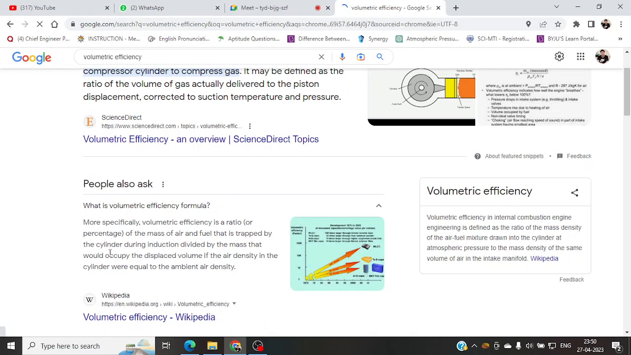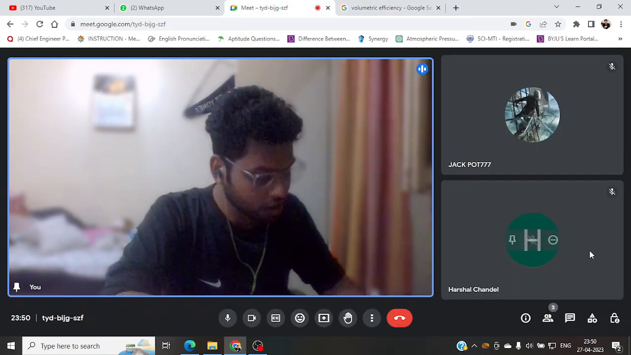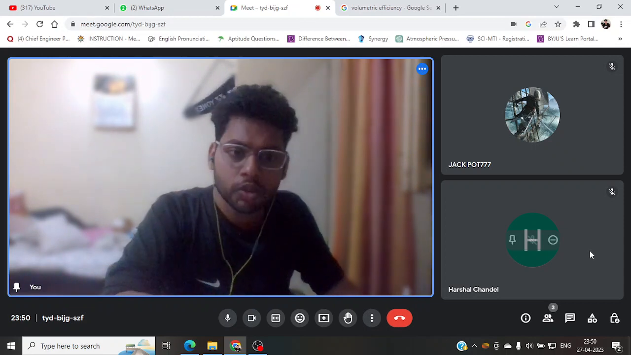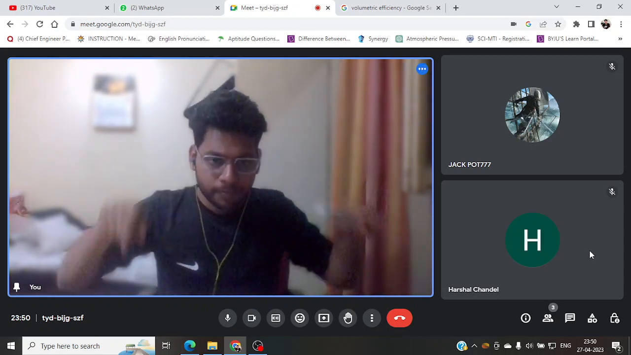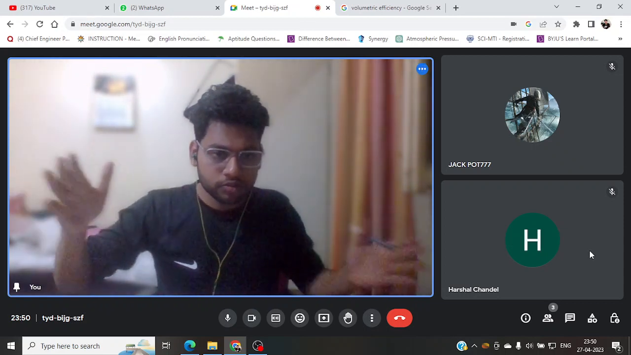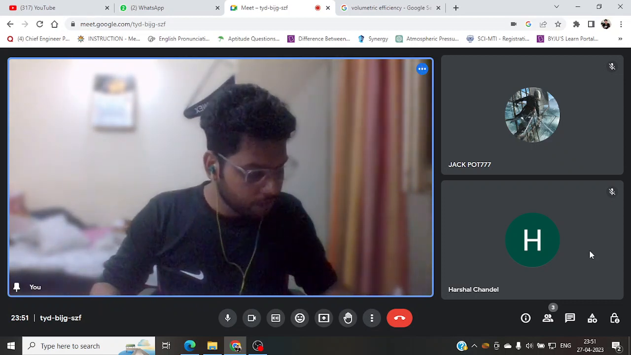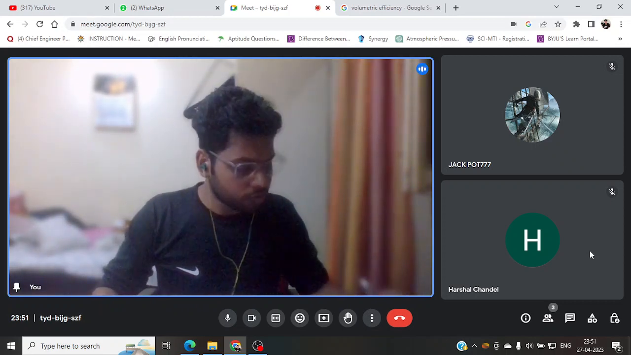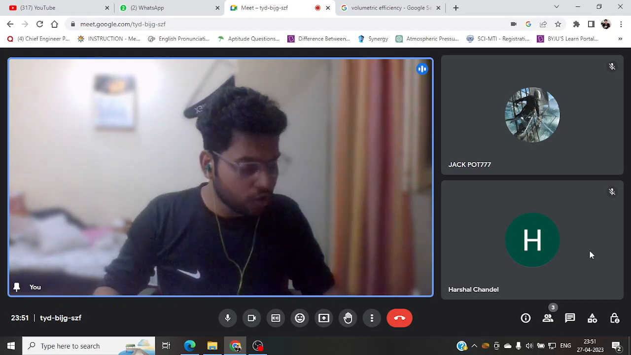Volumetric efficiency is the ratio of the mass of air and fuel that is trapped by the cylinder during induction divided by the mass that would occupy the swept volume. Okay, so what is that? Volumetric efficiency is the ratio of the actual volume of the fuel-air mixture upon the swept volume. Anyway, the swept volume is going to be more than the actual volume.